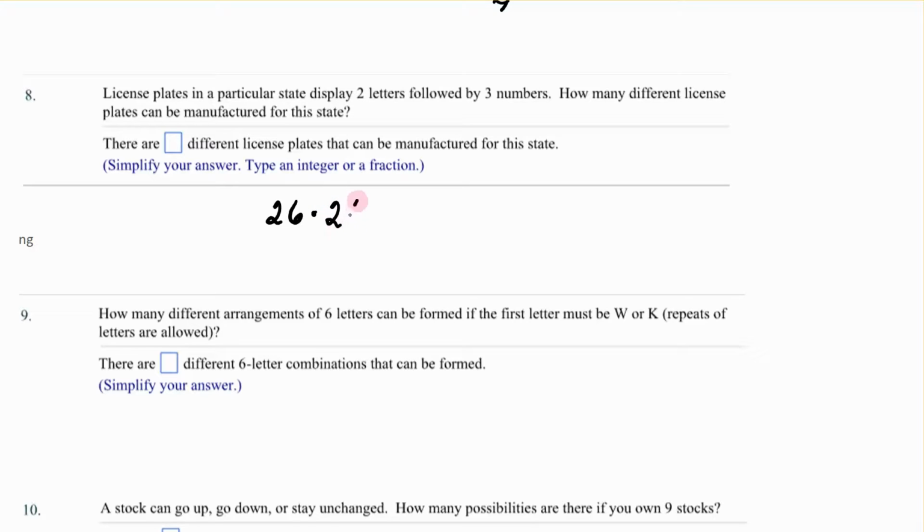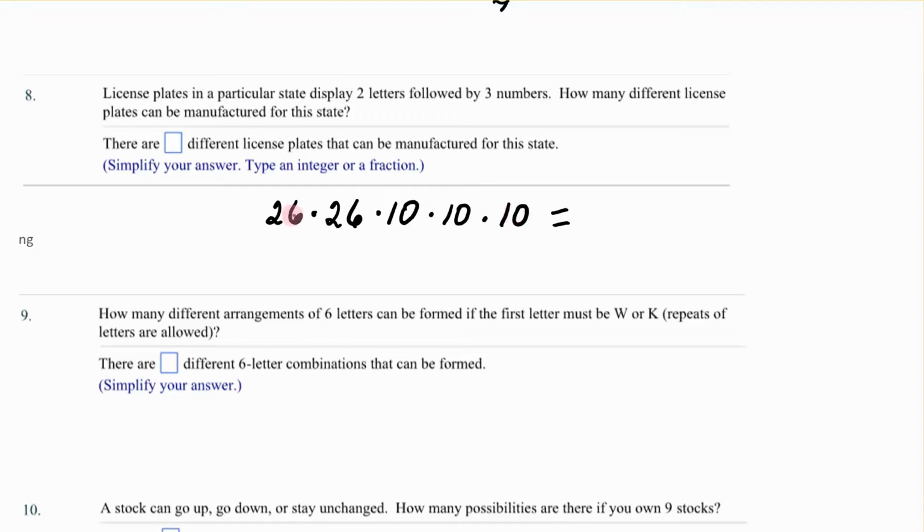So, 26. All right. The first number, there's 0 through 9. Those are the only digits possible. And that's actually 10 choices. It did not say you couldn't repeat. So for the second number, there are 10 choices. And for the third number, there are 10 choices. So 26 times 26 times 10 times 10 times 10.